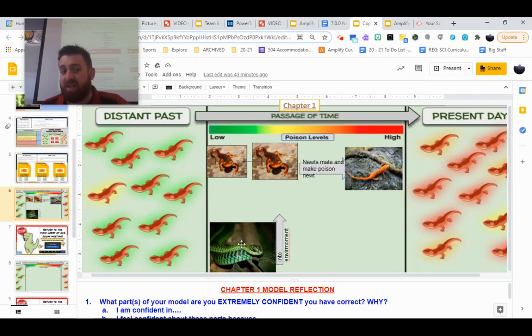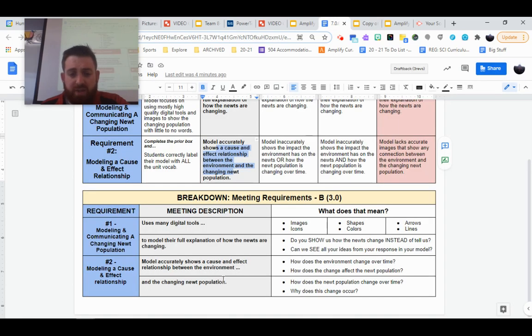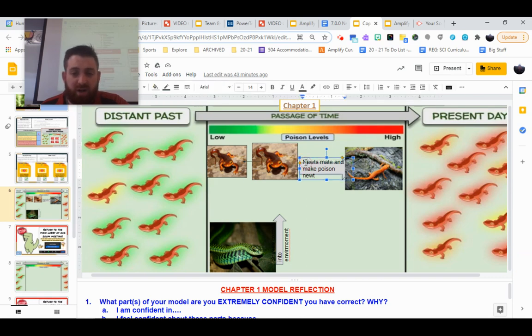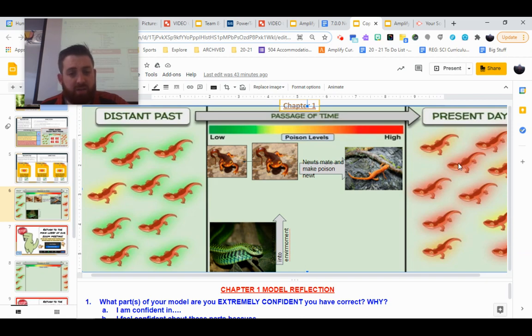I see here that they know there's snakes in the environment, but I don't really see how the snakes are affecting our newts. I also don't see how the environment's changing. Obviously, we know the environment changed from the distant past to the present day, but how did it change? I don't really see that here. Lastly, do we see that cause and effect relationship between the changing newt population? Well, if I look at their model here, I don't really see how the newts are changing. I see where they started and where they ended, but I don't see anything changing. I see something here about newts mate and make more poisonous newts, but that doesn't tell me how we went from low to high in our distribution.